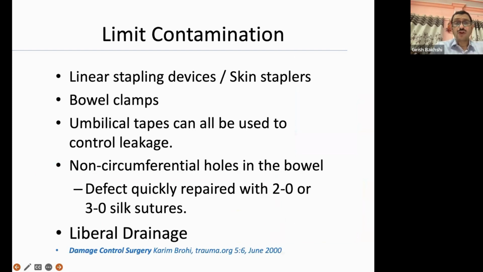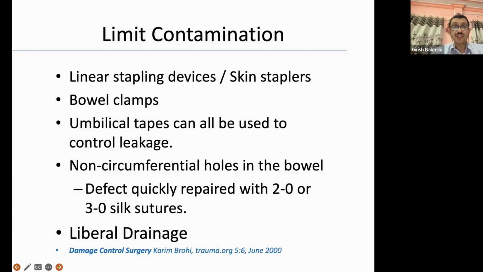Now, when we want to limit contamination, if you are in a good setup, you can just staple it, use bowel clamps, or you can just use umbilical tapes to ligate it, just to control the fecal contamination. Non-circumferential holes, it has been described that if you're good in suturing, you can suture, but if there are a lot of holes, don't try to suture each one. Just take that segment, tie it on both the sides so that there is no leakage from the holes. And the most important thing is put big size drains so that you have good liberal drainage, because good washes and good drainage prevent collection of these contents which are leaking in the peritoneal cavity, resulting in sepsis.